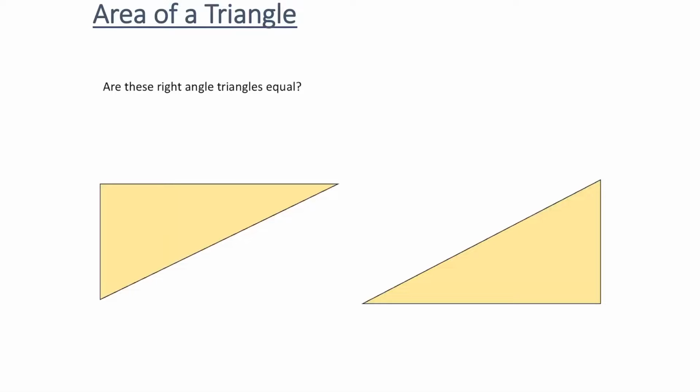Are these 2 triangles equal? And they are in fact equal. So what do we know from this? What we can see is the area of a triangle is exactly half the area of a rectangle.